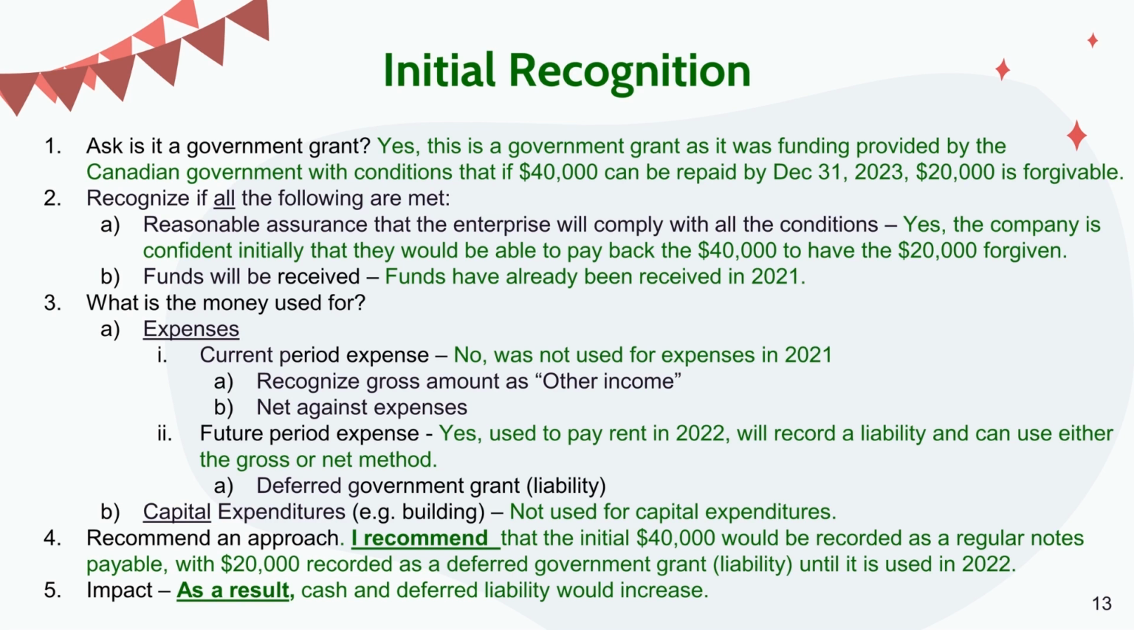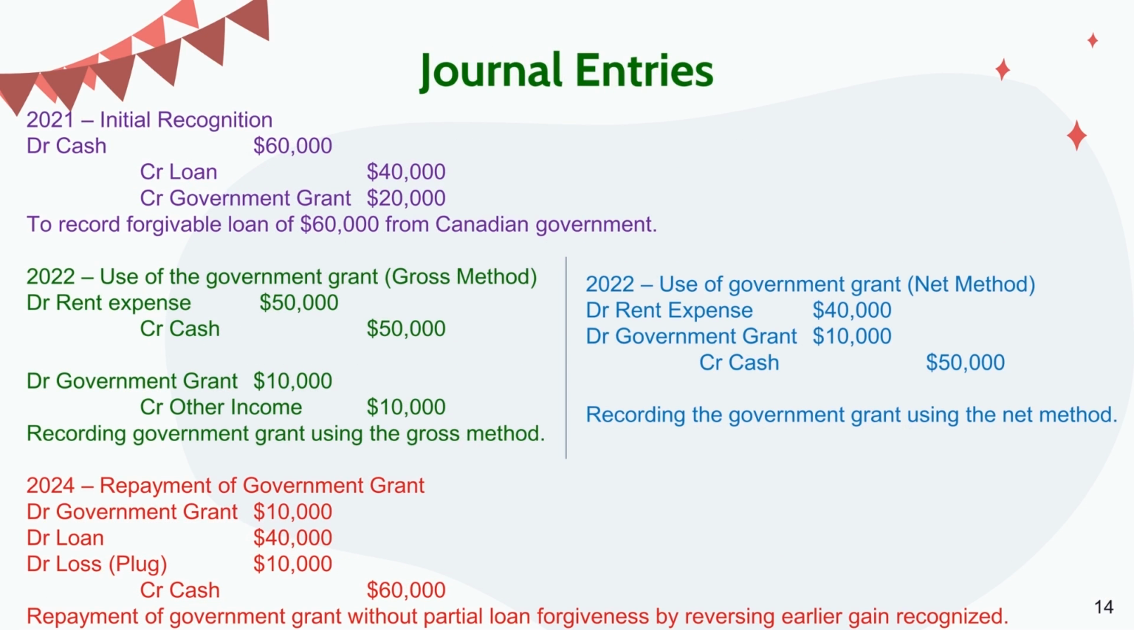And then we talk about the impact. As a result, the cash and deferred liability would increase. Even though the question didn't ask for journal entries, I wanted to show it so that it's easier for everyone to follow. So in the initial recognition, you would debit your cash for $60,000, and then you would get the loan for $40,000, and you would credit a government grant for $20,000, which is essentially an unearned revenue.